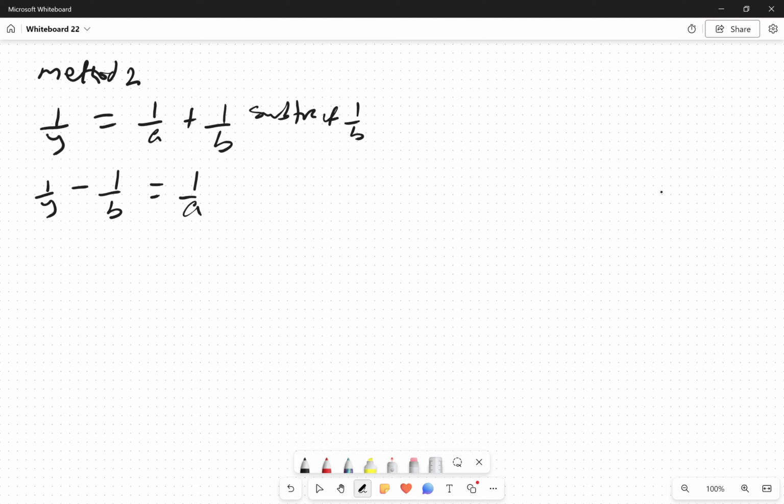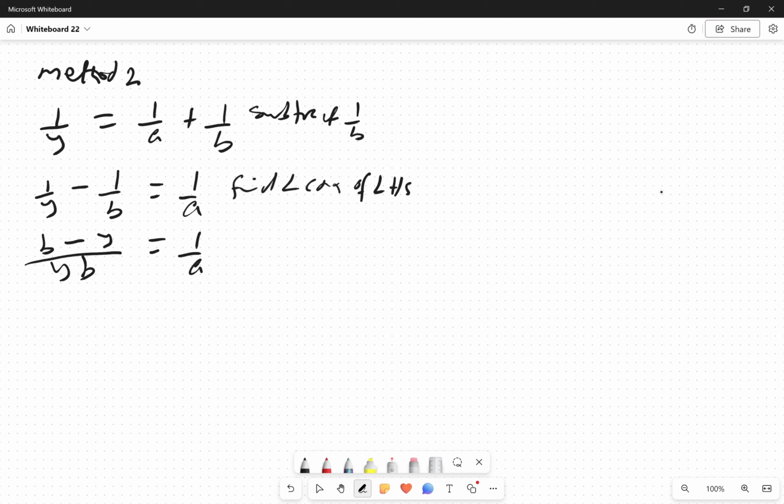Now we find the LCM of the left hand side. The LCM of this is going to be y times b. Y goes into yb b times, and b times 1 is b. Minus b goes into yb y times, and y times 1 is y, equals 1 over a.